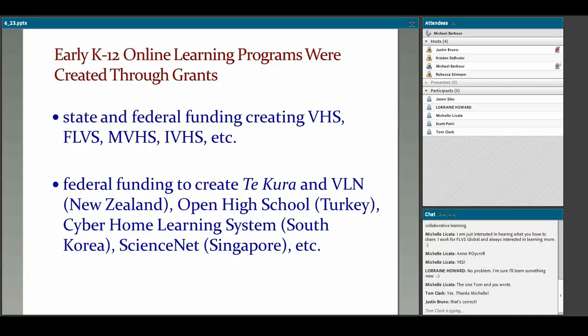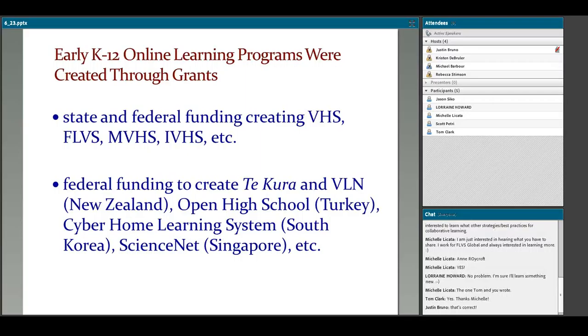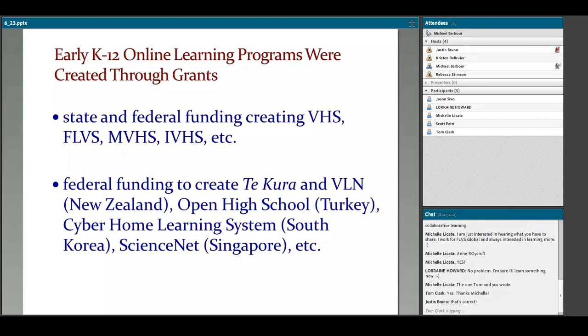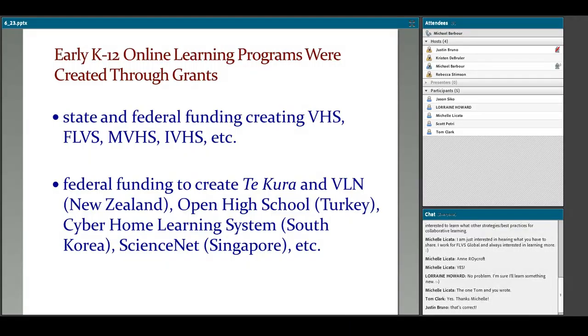And this is actually quite consistent with what we see outside of the United States. Although outside of the U.S., with the exception of Canada, it tends to be federal funding that is where this primarily comes from. So whether we're looking at Oceania, the Australia and New Zealand area, or at Europe, places like Turkey and Finland, or in Asia, examples like the Cyber Home Learning System or ScienceNet in Singapore, these are all programs that were, in most cases, exclusively created based upon federal funding systems that were put in place.